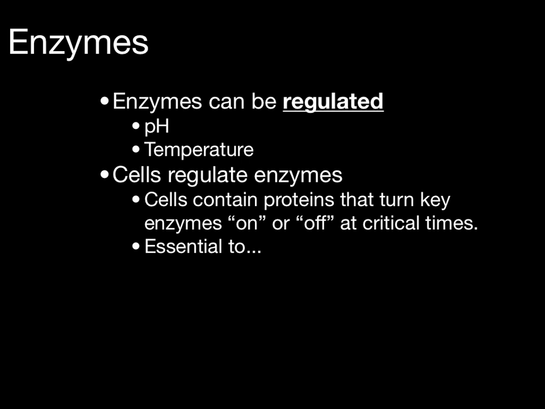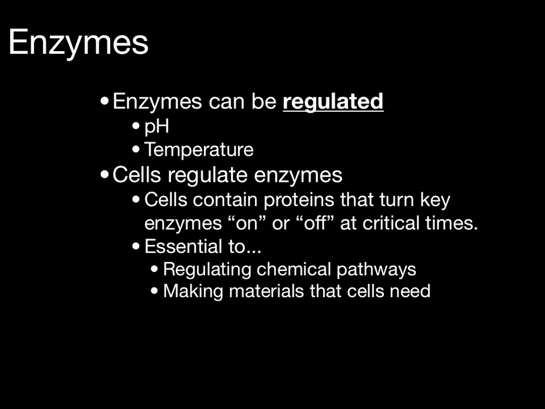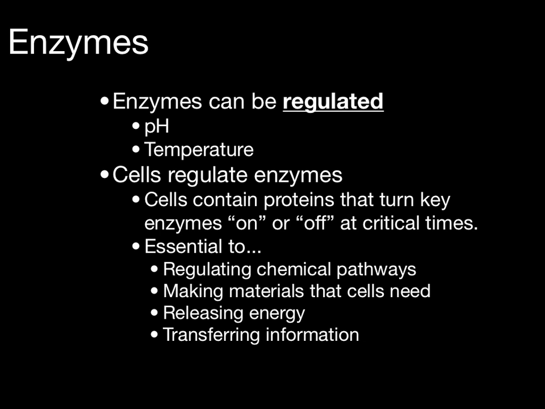Now, you might be thinking, well, what does that do? What's the point? Well, being able to switch things on or off is essential, first of all, to regulating chemical pathways, making materials that cells need, releasing energy, or also transferring information. These are key features that happen inside of a cell. And again, they regulate the enzymes to determine how quickly or how slowly these things are occurring.